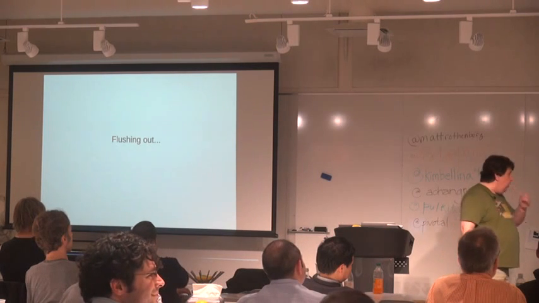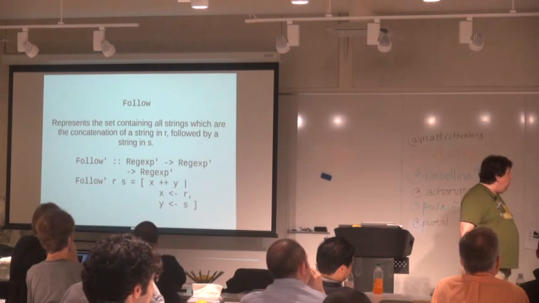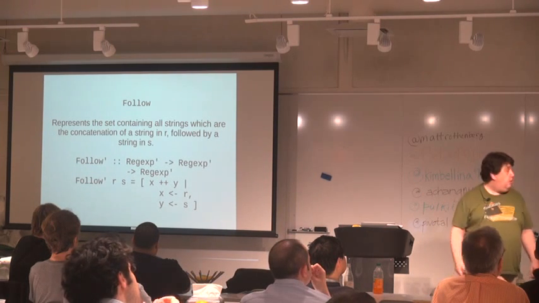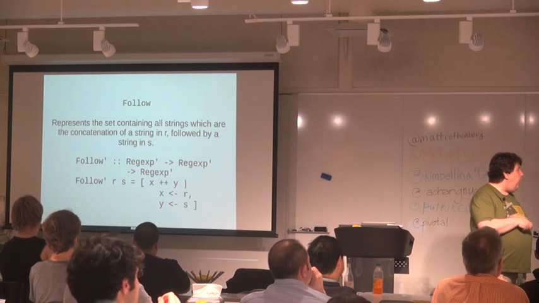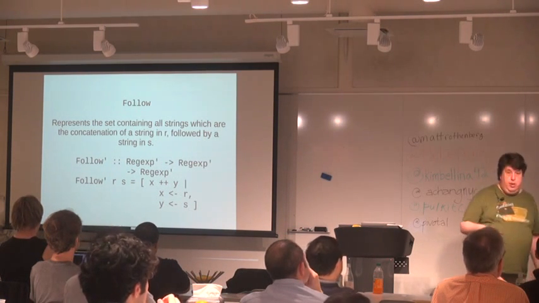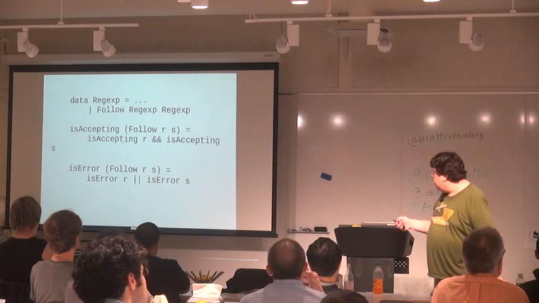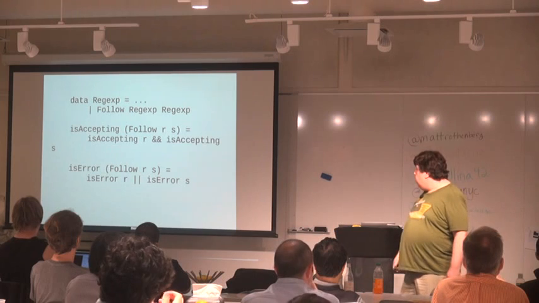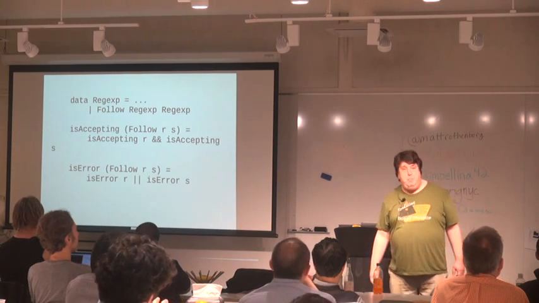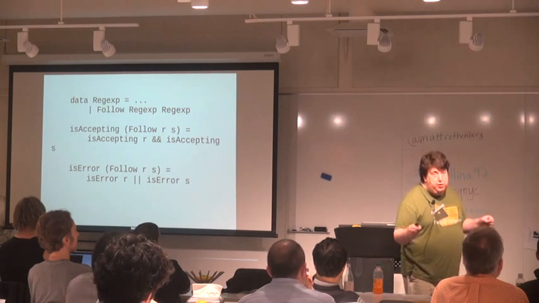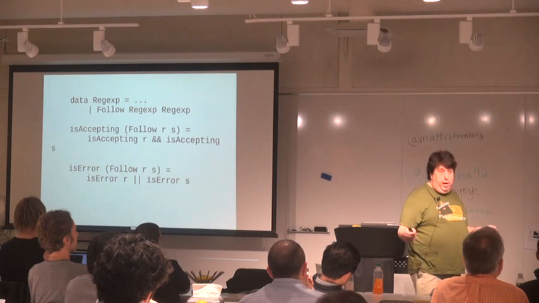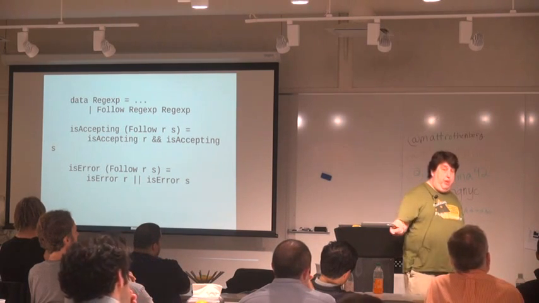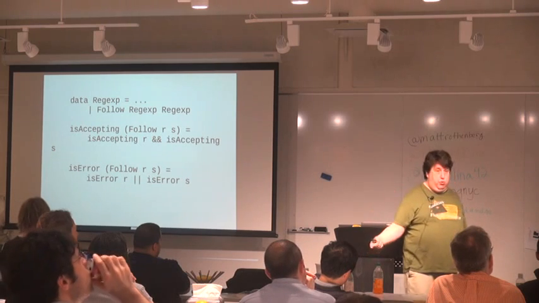So let's flesh some things out here. A couple more combinators. Follow represents the set containing all strings which are the concatenation of some string in set R followed by some string in set S. Again, our intuition pump: it's X plus Y, where X is some string out of R and Y is some string out of S, right? So we have a follow constructor here. Is accepting: note, it's only accepting if the empty string is in both. Which makes sense, because if the empty string is in both, one of the combinations will pick the empty string out of both, concatenate that, and get the empty string out. If one or the other doesn't have the empty string in it, we will never have an empty string. Empty string plus not empty string equals not empty string, right?